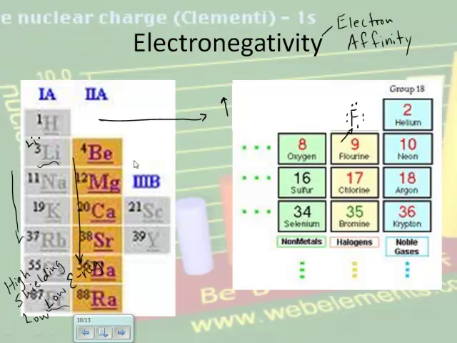Okay, so is it true then also for magnesium compared to calcium? The higher one has less shielding, and the lower one has more shielding. Exactly.